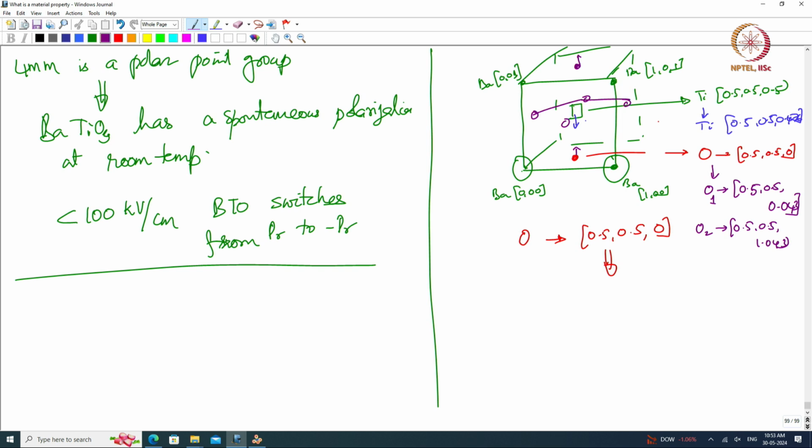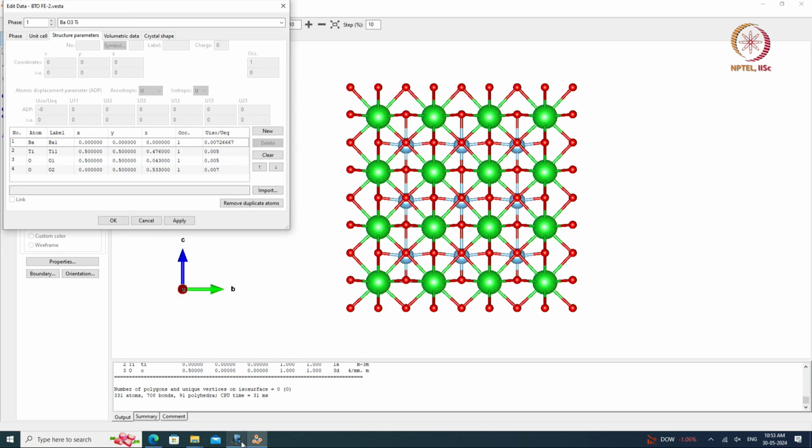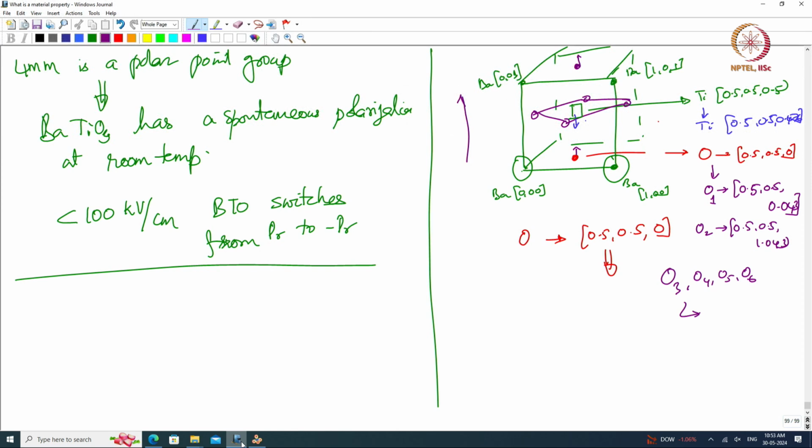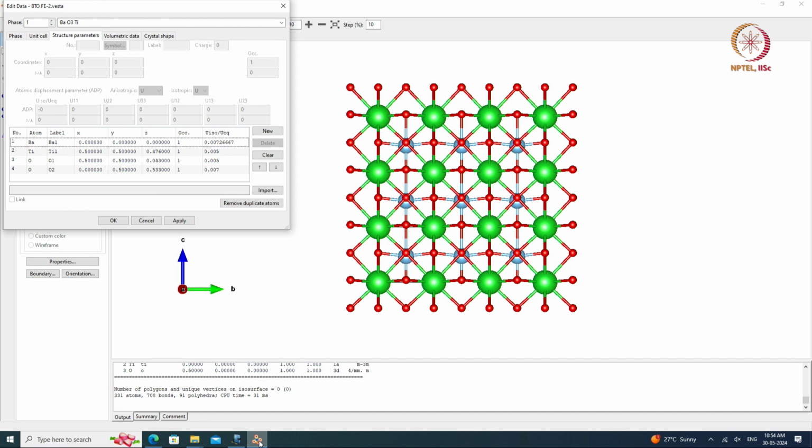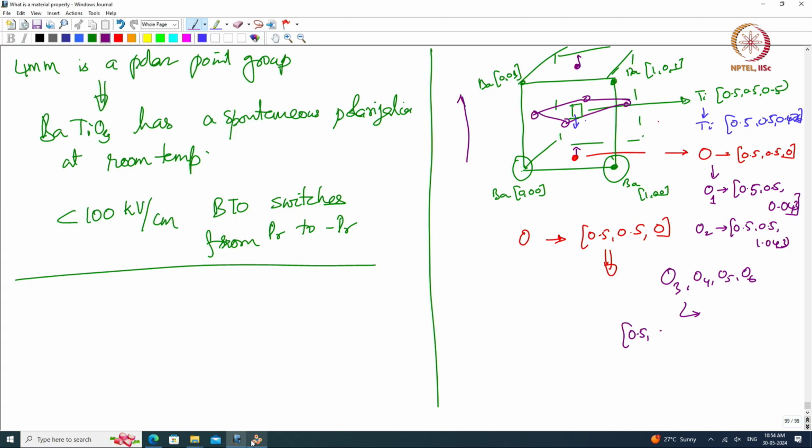Since I have to preserve the fourfold axis of symmetry along this direction, they all should move up simultaneously, to the same extent, right. So oxygen 3, oxygen 4, oxygen 5, oxygen 6. What are their positions if we calculate properly? They have moved up from 0.5 to 0.53. So ideally it should be at 0.5, 0.5, 0.53.